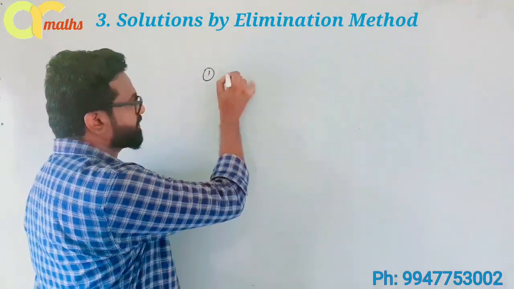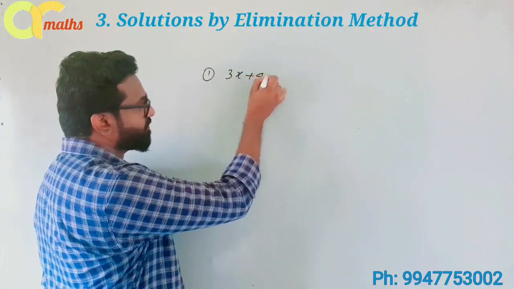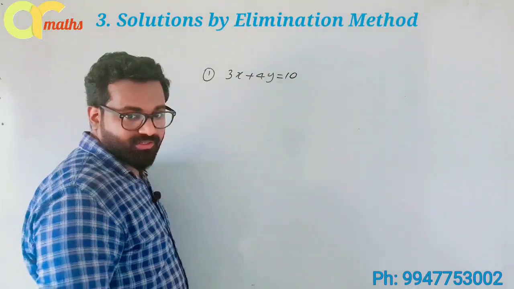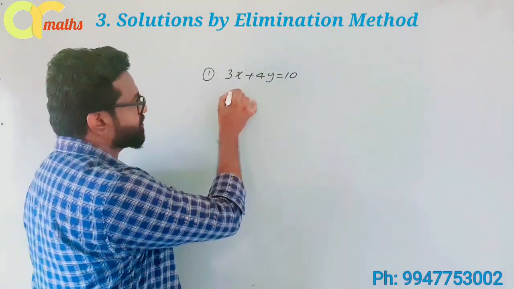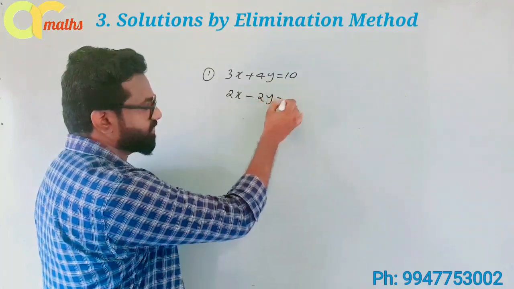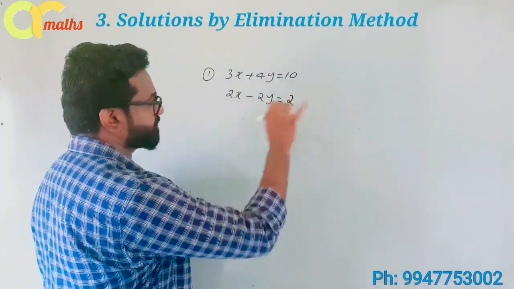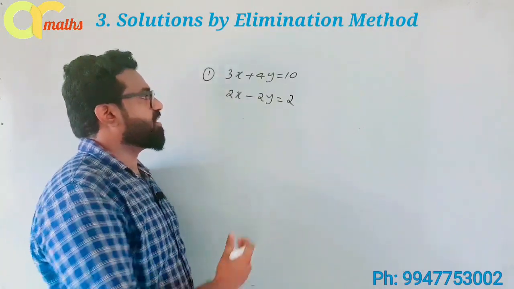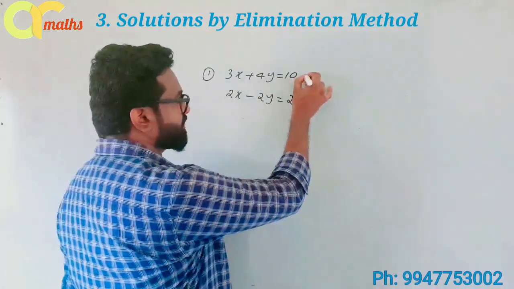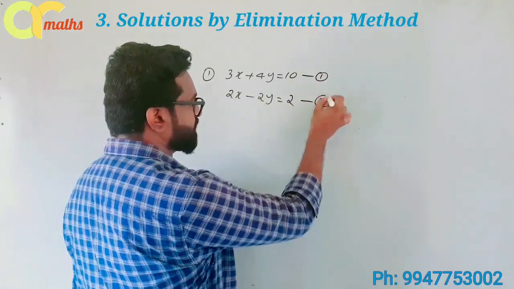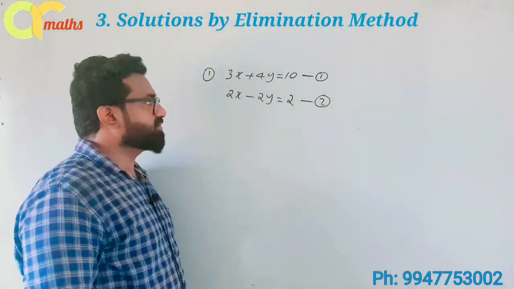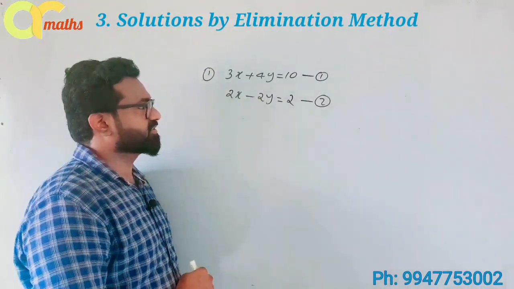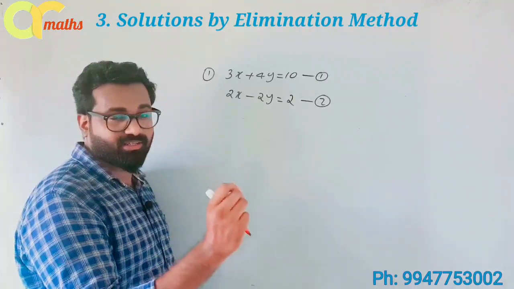Here are given two equations: 3x plus 4y equal to 10 and 2x minus 2y equal to 2. Here, how to find the value of x and y? Given two equations, this is the first equation, this is our second equation. To eliminate, make any one term equal.